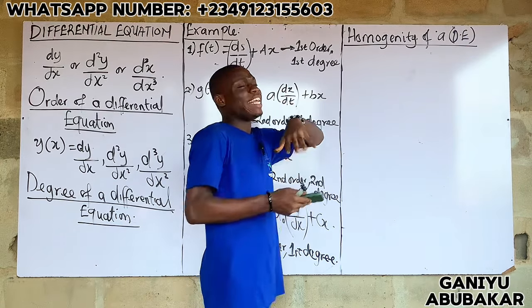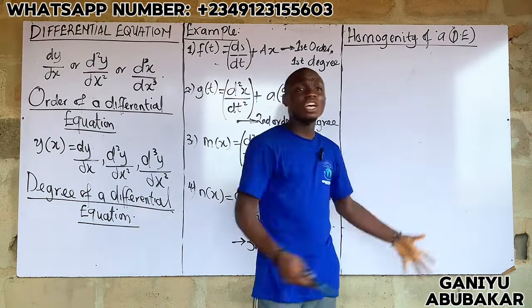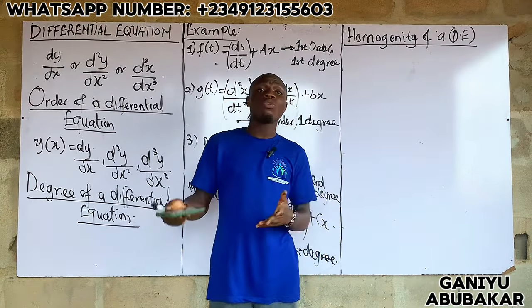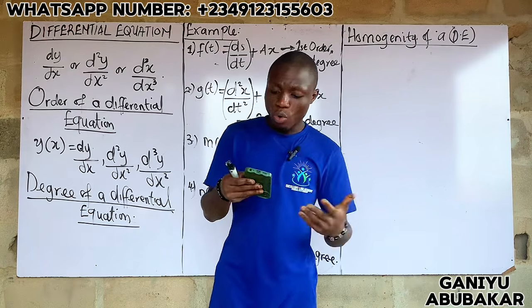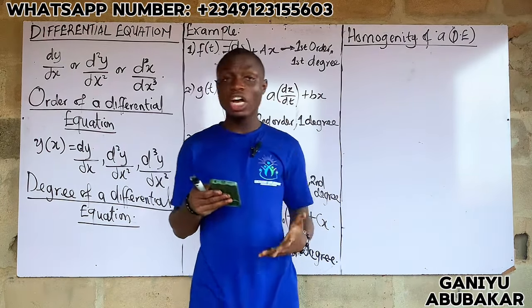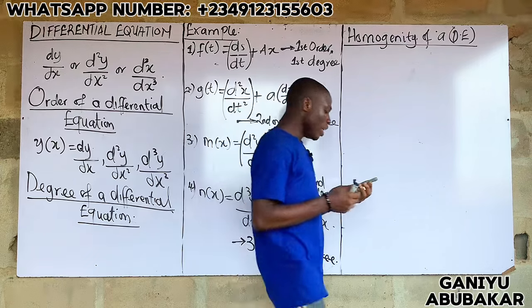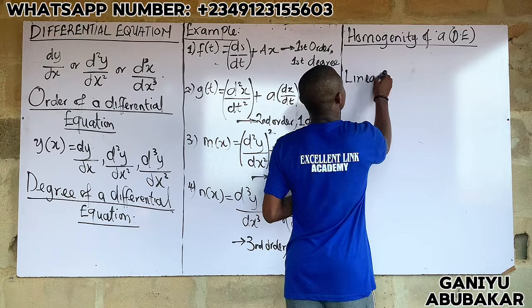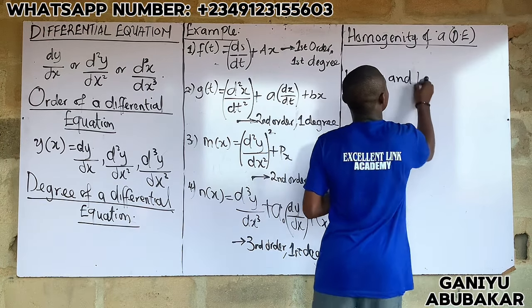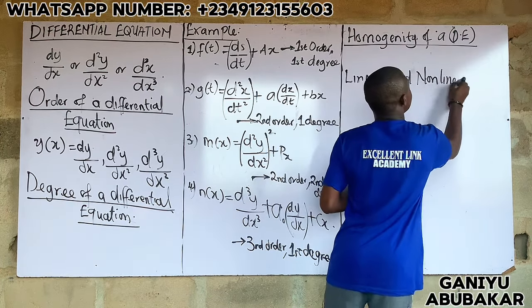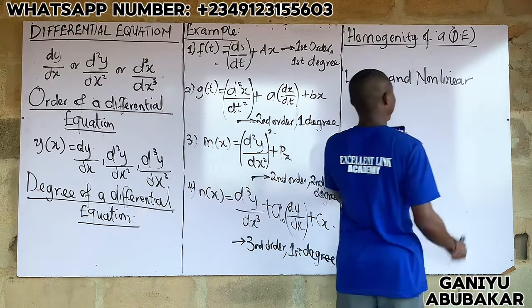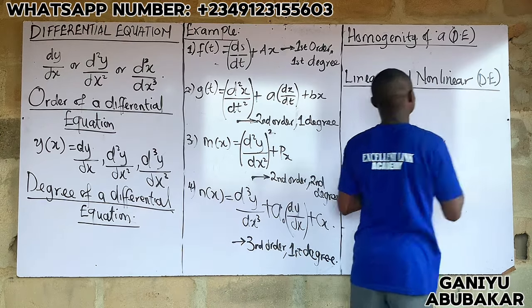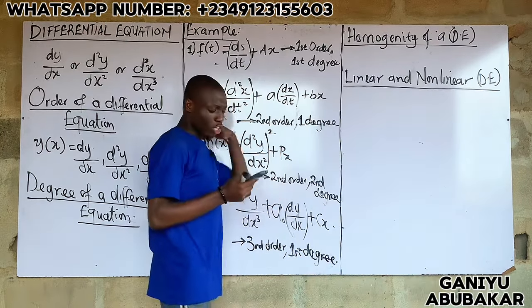So when a differential equation is equal to 0, it's called what? The homogeneous, right? When it's not equal to 0, it's said to be what? The non-homogeneous differential equation. Let's look at the concept of linear and non-linear differential equation.